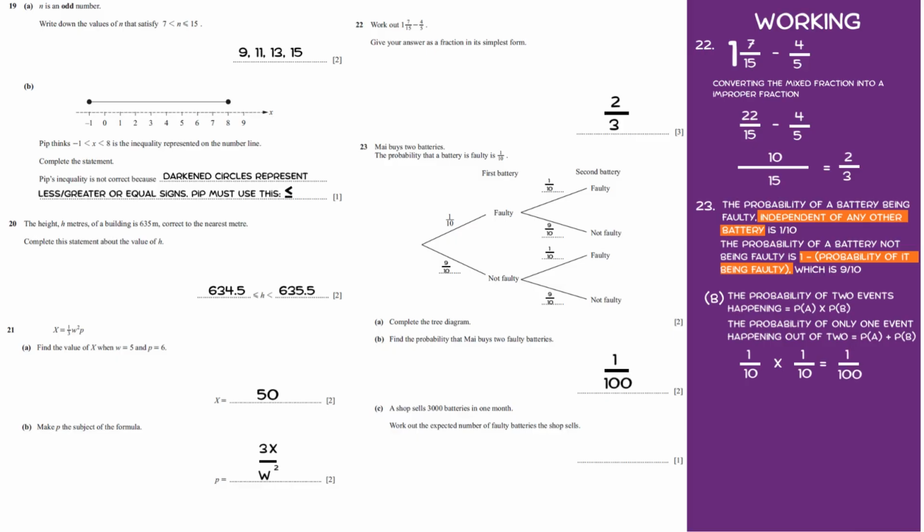1/100th. For part C, we are asked to find the expected number of faulty batteries, given that they sell 3,000 in 1 month. Since batteries have a 1/10 chance of being faulty, we must find what is 1/10 of 3,000, which is simply 300 batteries.